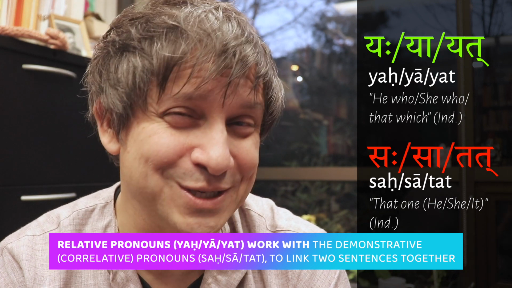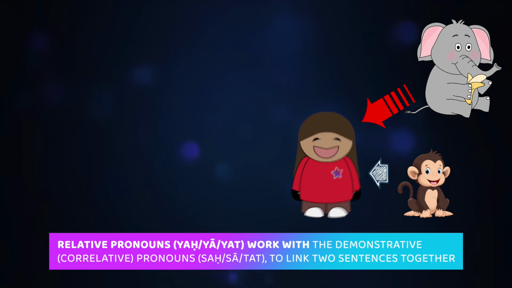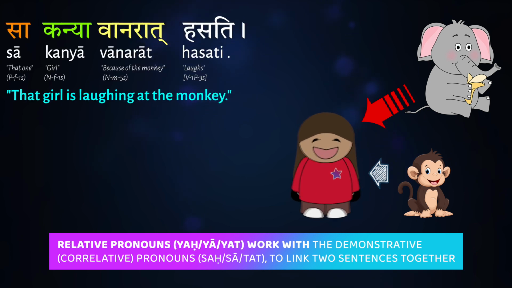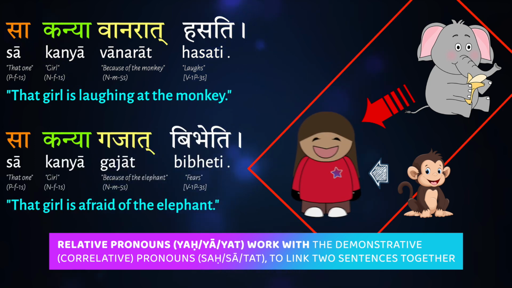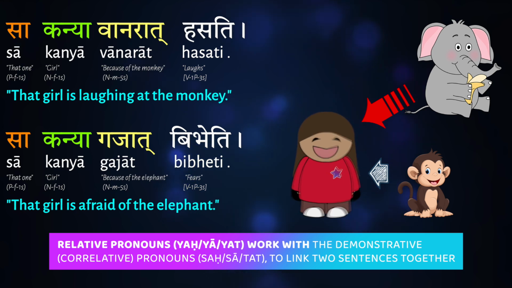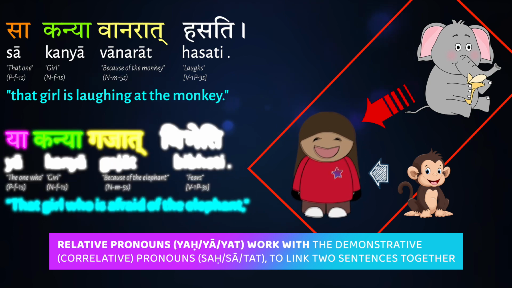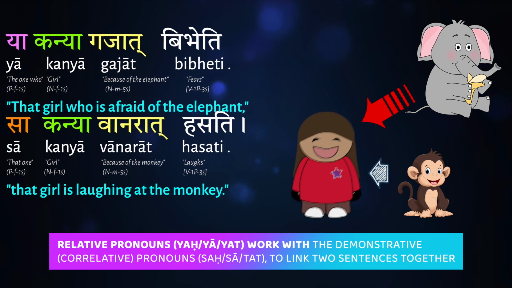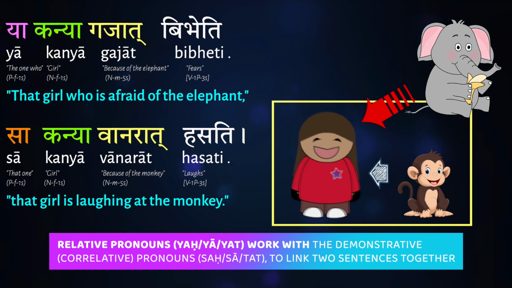I'm sure you're confused, but let me show you in the example, and then maybe it'll become clearer. So again, the girl is both laughing at the monkey and is afraid of the elephant, right? So we're going to have two sentences. Sa kanya vanarat hasati. The girl is laughing at the monkey. Sa kanya gajat bibheti. The girl is afraid of the elephant. Now, to connect these in a relative correlative construction, you take the second one and replace the sa with ya. Then you move it to be the first clause, followed by the second clause. So: ya kanya gajat bibheti, sa kanya vanarat hasati.